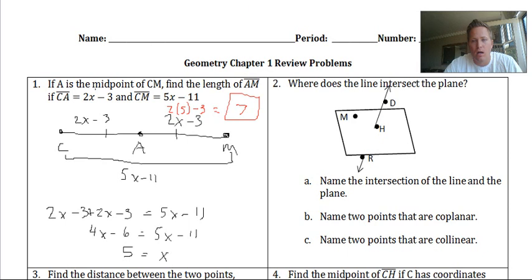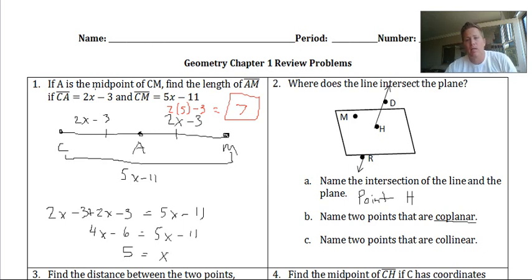Okay? On to number 2. So again, there's going to be a lot of vocab on here. It says name the intersection of the line and the plane. Okay, it intersects at one point that we have right here. That would be point H. And again, we just write the words point H. Name 2 points that are coplanar. Coplanar means that they are on the same plane.